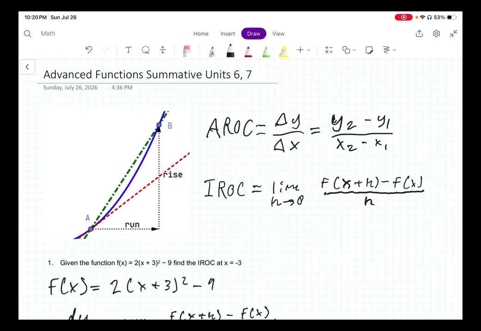For our advanced functions summative, I'll be going over Unit 6 and 7 covering our rates of change and rational functions units. A rate of change measures how fast a function grows or shrinks. There are two main types of rates of change.